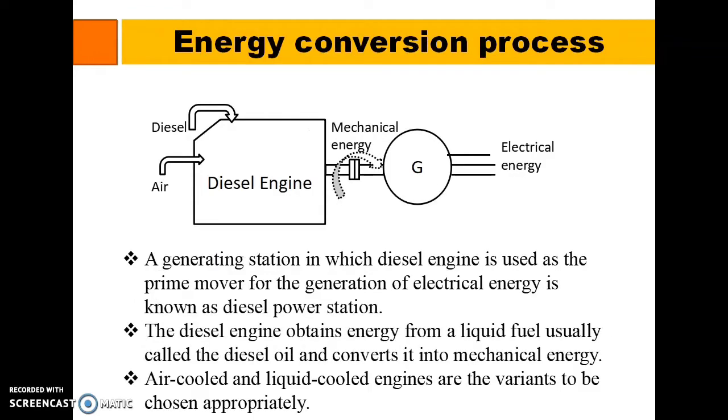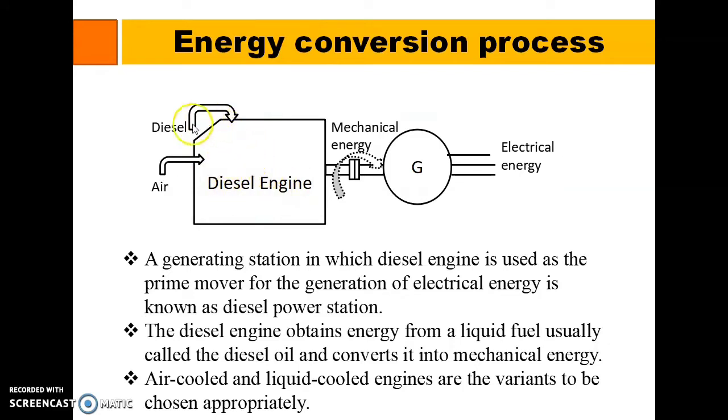So we'll see what exactly the energy conversion process is in a diesel power plant, or how the energy is converted into electrical energy in this plant. It consists of the main component, the diesel engine. You can see here the diesel engine is the main component. The diesel is inserted into it. The engine is mainly working to generate the mechanical energy.